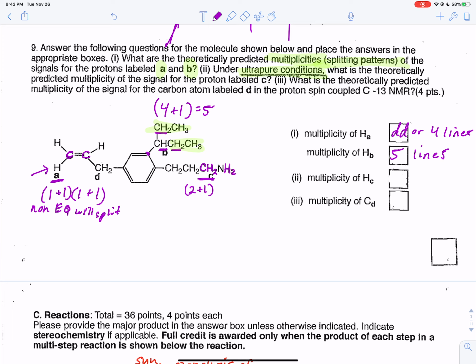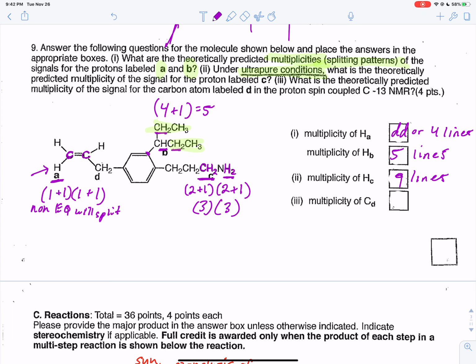So when you have ultra-pure conditions, the protons on OH and the protons on NH are both going to participate in coupling, in splitting. We're looking at protons of C, so what you do is 2 plus 1 as well, because we're considering the NH2, those two protons on the N. So that's just going to be 3. 3 times 3, what is that going to give us? 9. Okay, so we put 9 in our box. You could also put triplet if you wanted to.